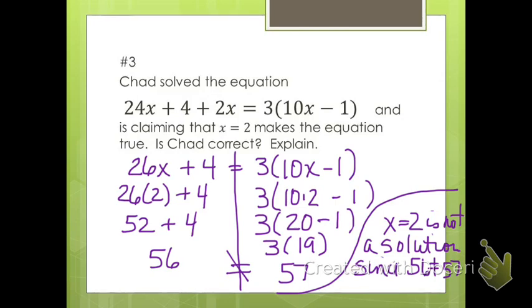Okay, so for this exercise, the original equation is up here. I decided to take the left side and use the distributive property to write 24x plus 2x as 26x. So this becomes 26x plus 4, and when I put in 2, we're checking x equals 2 for this equation. So I put 2 in, I get 56 when I evaluate it. Whereas on this side, when we put 2 in, we get 57. Okay, so since 56 does not equal 57, the left side and the right side are not equal. This is not a true equation for x equals 2. So x equals 2 is not a solution to this equation.